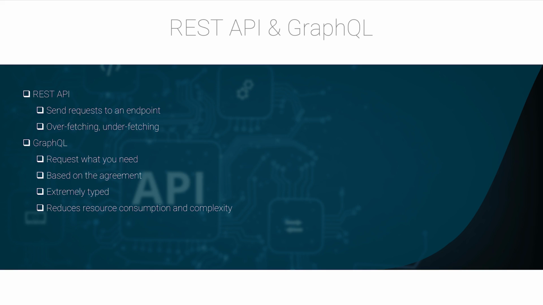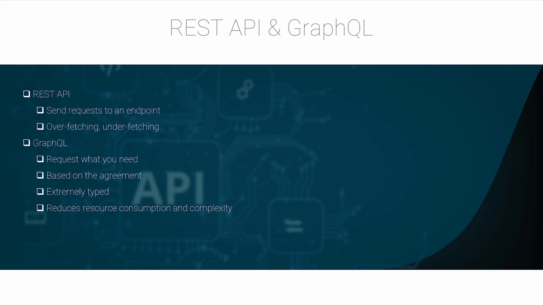REST API. So as you know, with the REST API, you would send a request to a particular endpoint, and each endpoint is pre-configured to return some specific responses. And that creates a problem that we know as overfetching, underfetching, right? So your endpoint is, as I said, configured to return what it returns. What it returns might be more than what you require.